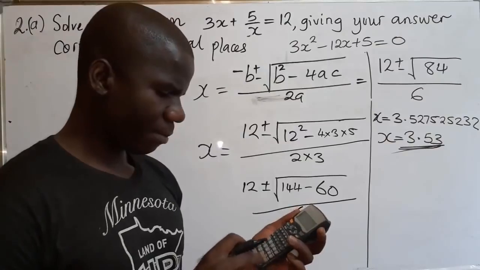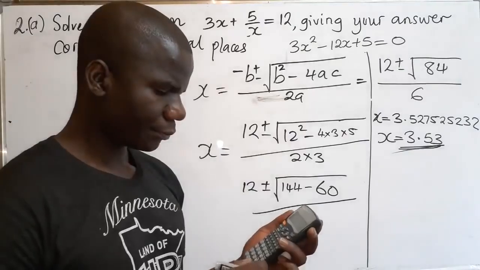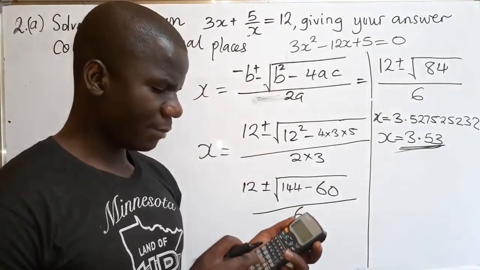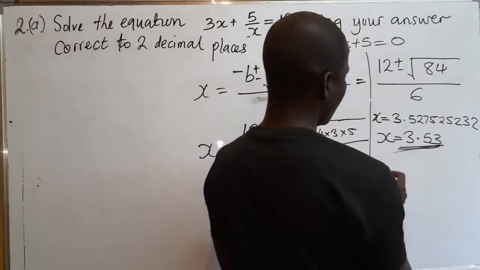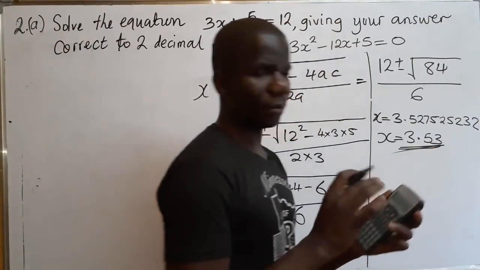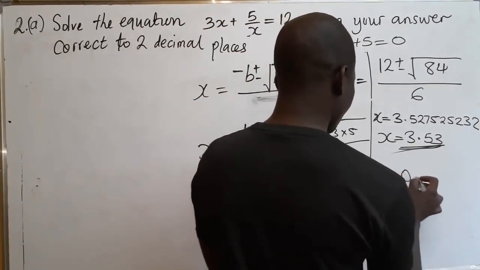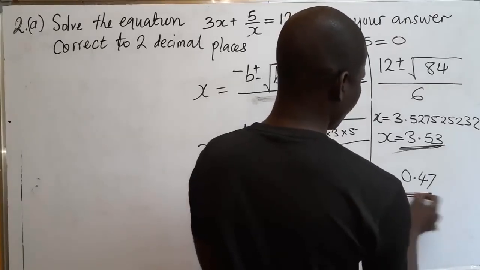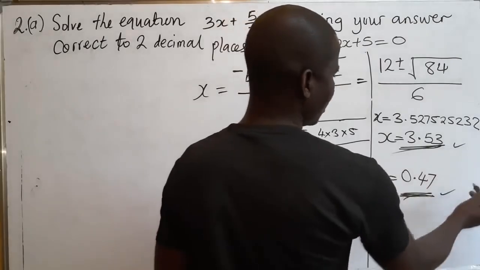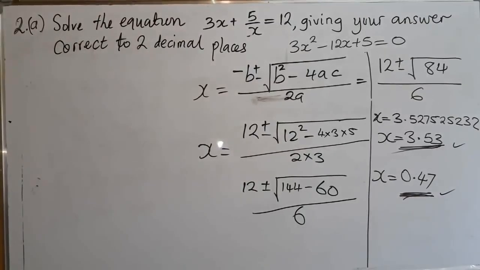So 12 minus the square root of 84 equals, then divided by 6 also. You also divide it by 6. So the answer now, let me round it off directly, is going to be equal to 0.47. So the values of x, you have this one and this one. So this is what you were supposed to find on the first question of 2. All right.